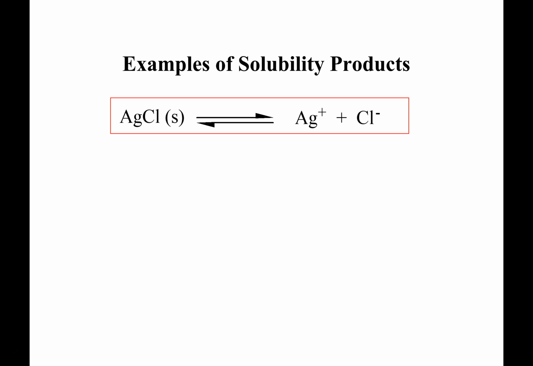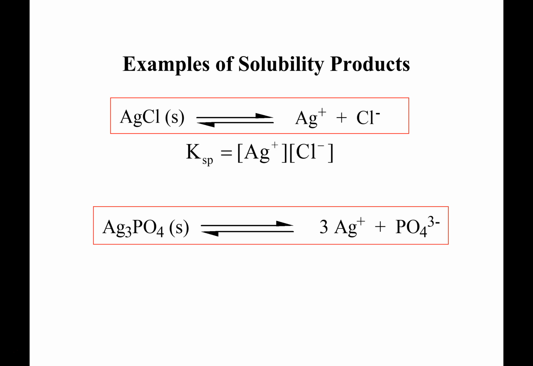So when I see that, this is what I have going on. I have silver chloride in its solid state, in equilibrium with a saturated solution of Ag+(aq) plus Cl-(aq). I would write the equilibrium constant expression like this: the products over reactants raised to their stoichiometric coefficients. Of course, since the reactant is a solid, it doesn't appear, and we put SP with our K there.